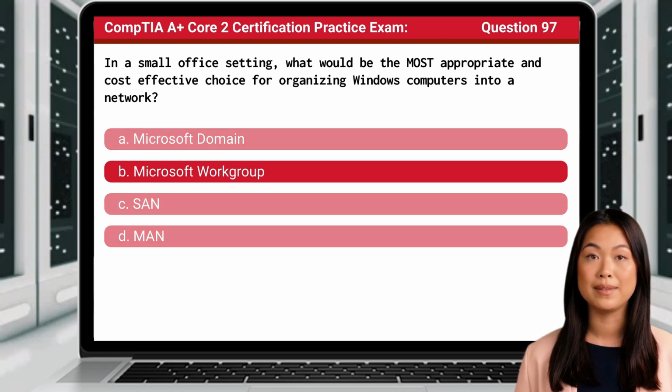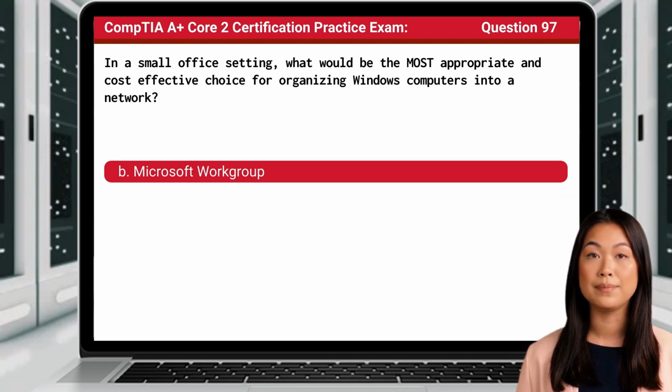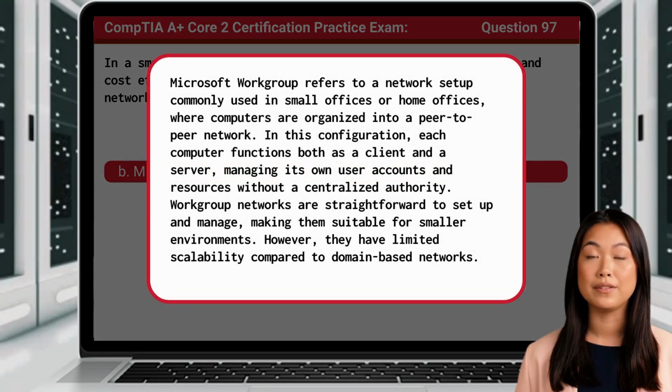The answer is B. Microsoft Workgroup. Microsoft Workgroup refers to a network setup commonly used in small offices or home offices, where computers are organized into a peer-to-peer network. In this configuration, each computer functions both as a client and a server, managing its own user accounts and resources without a centralized authority. Workgroup networks are straightforward to set up and manage, making them suitable for smaller environments. However, they have limited scalability compared to domain-based networks.